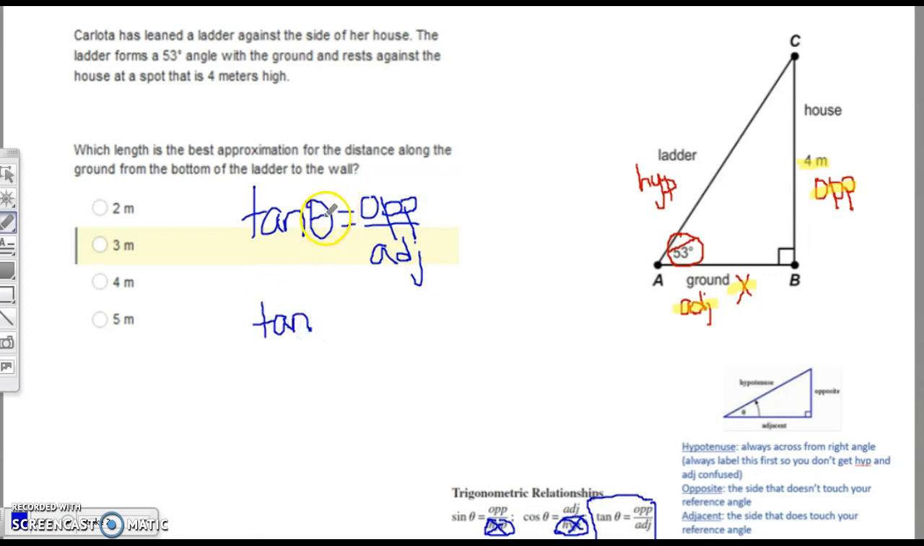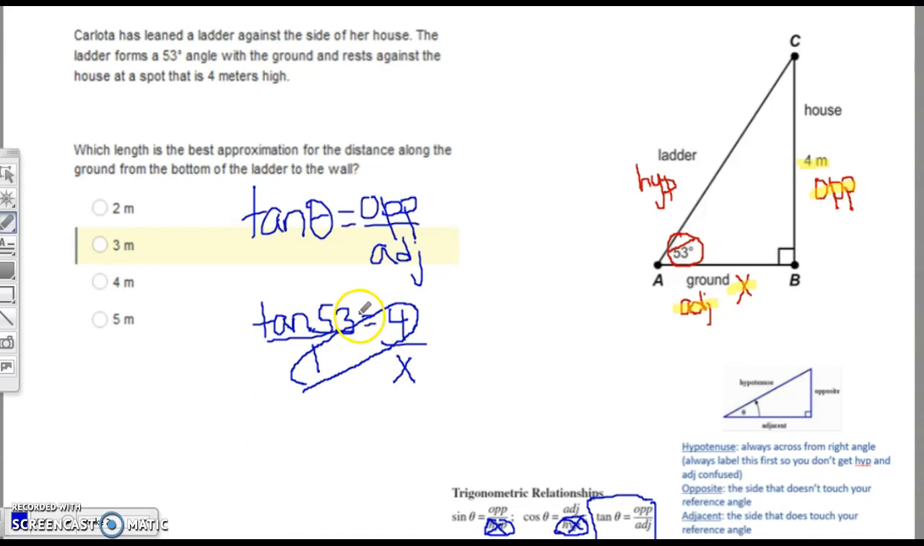I actually know my reference angle is 53 degrees, so I'm going to plug in a 53 there. The opposite side is 4, and the adjacent side is x. We don't know it. And then back in Unit 2, we did a ton of cross multiplying. So that's really my favorite method because we get so used to doing it. So I'm going to go ahead and cross multiply here.